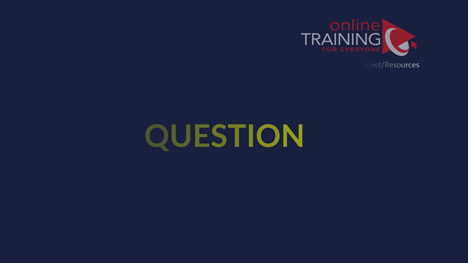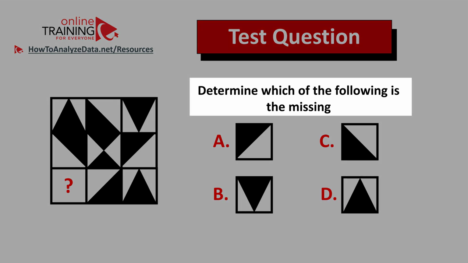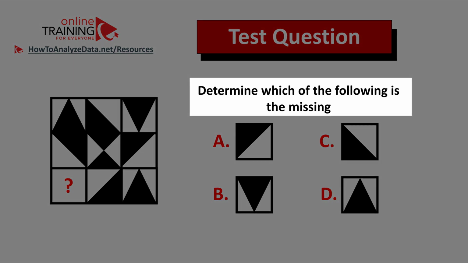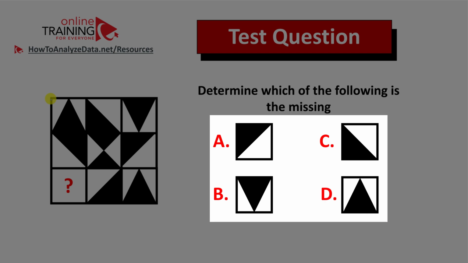Let me share with you an interesting question which tests your reasoning skills. Determine which of the following is missing, and you're presented with the large square which could be logically broken into 3x3 small squares and 4 different choices. Choice A, B, C, and D.